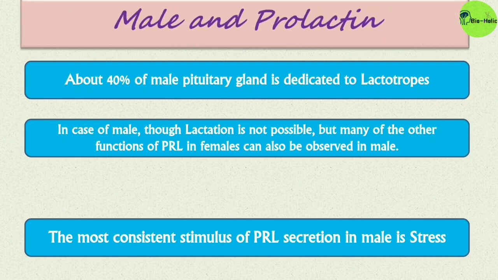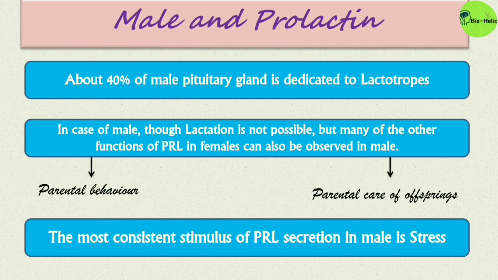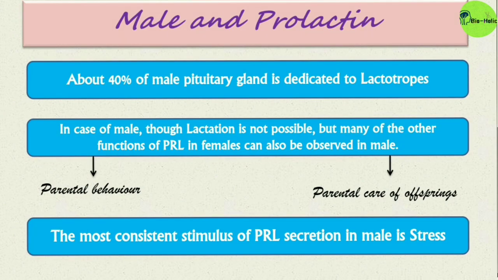About 40% of male pituitary gland is dedicated to lactotrophs, thus it secretes prolactin in males. In case of male, though lactation is not possible, many of the other functions of prolactin in females can also be observed in male, like the parental behavior in male or parental care of offsprings. The most consistent stimulus for prolactin secretion in male is the stress.